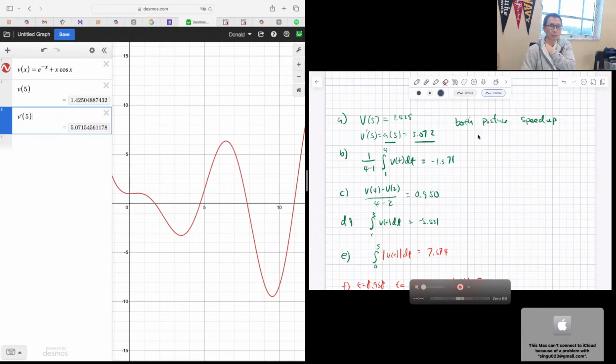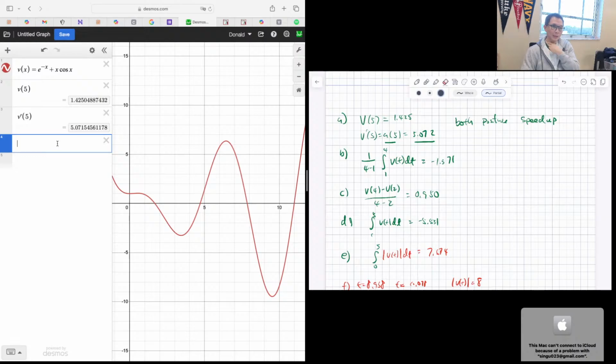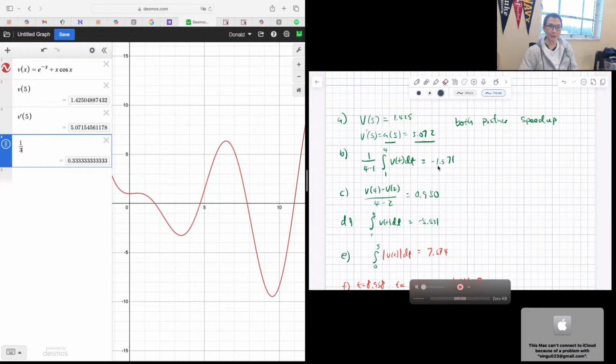Now they are both positive, then say speed up. Average velocity, then you're just gonna type in 1/3, but you have to write down this though. So if you don't write down this, just write down negative 1.571, you also don't get a point. You have to write down who killed somebody. Mr. Ye killed somebody here. When? Right? You have to address that. And that's how the rubric works. So you have to say who equal to what.